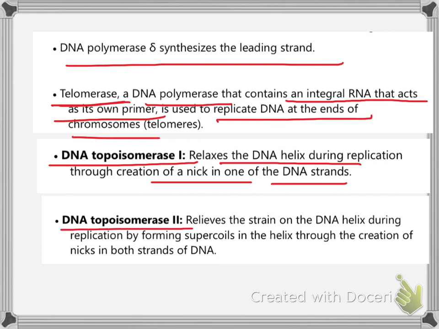But DNA topoisomerase 2, which is another enzyme, relieves the strain on the DNA double helix during replication, formed by the supercoils in the helix, through the creation of nicks in both strands of the DNA. So DNA topoisomerase 2 relieves the supercoils formed during replication through the creation of nicks in both strands. That is, DNA topoisomerase 1 forms a nick only in one strand of the DNA, but DNA topoisomerase 2 creates nicks in both strands of the DNA.